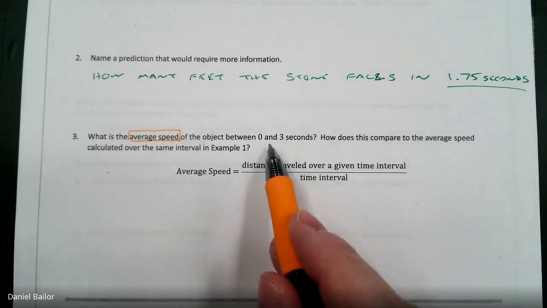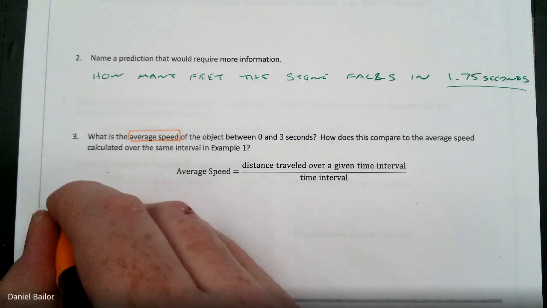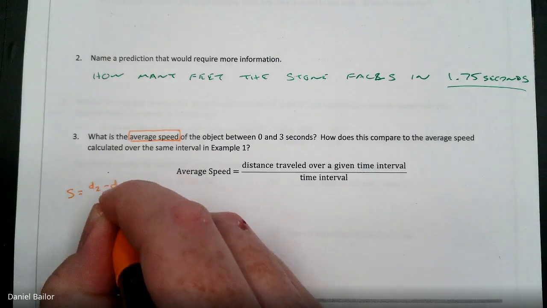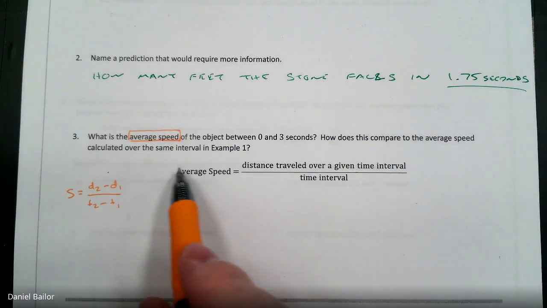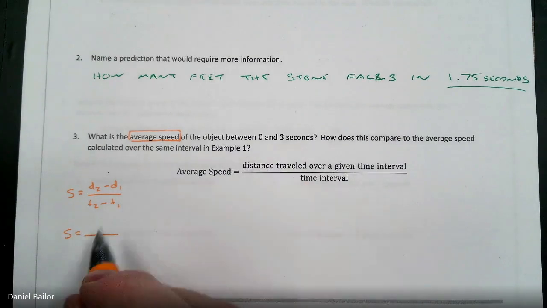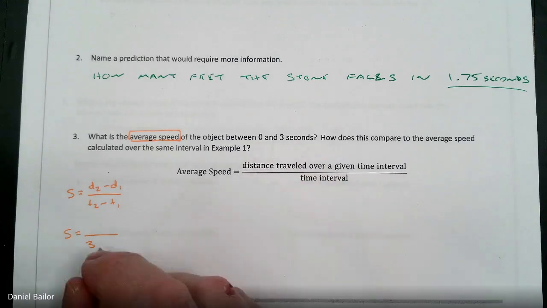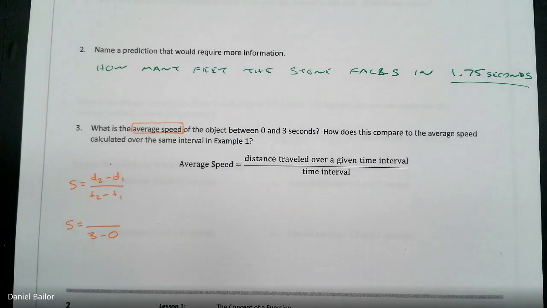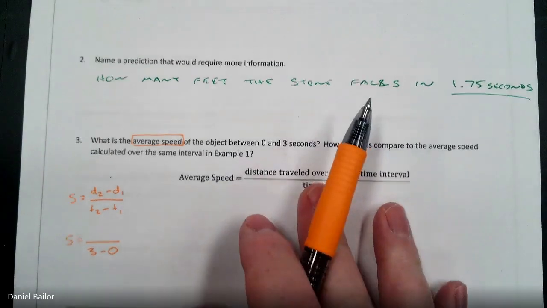So between 0 and 3 seconds for our falling stone. So remember, average speed is distance divided by time, d2 minus d1 divided by t2 minus t1. So for this, the stone, the t2 is 3 seconds, and the t1 is 0 seconds. So between 3 seconds and 0 seconds. So now I need to use my chart to see what the distances were for 3 seconds and 0 seconds.